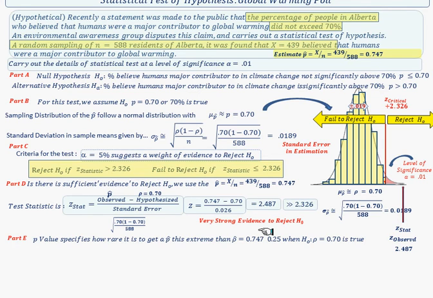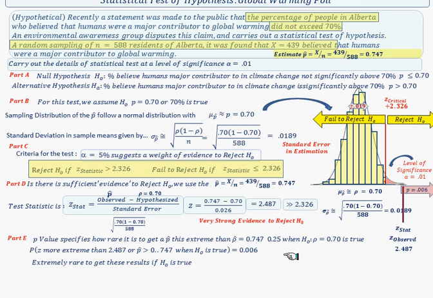The p-value specifies how rare it is to observe these results if H0 is true, to getting a Z more extreme than the observed statistic. Looking up in your table, you find that to be 0.006, and that's the area beyond the observed Z. Extremely rare to get these results if H0 is true. Conclude that HA is most likely true. Our evidence by way of p hat very strongly argues against H0.